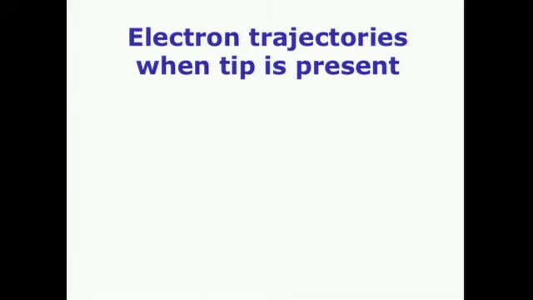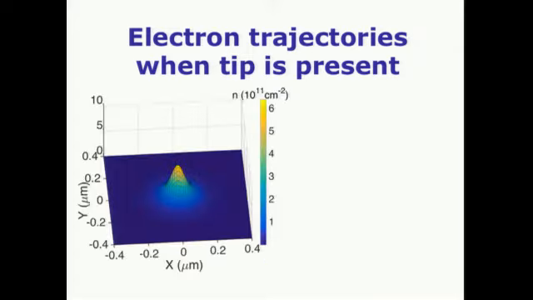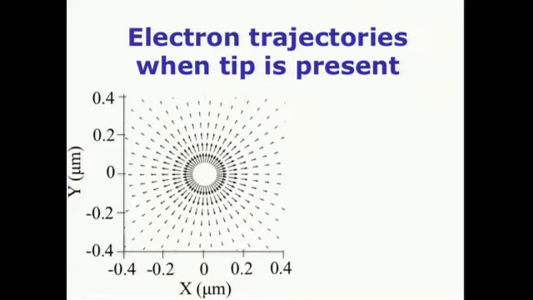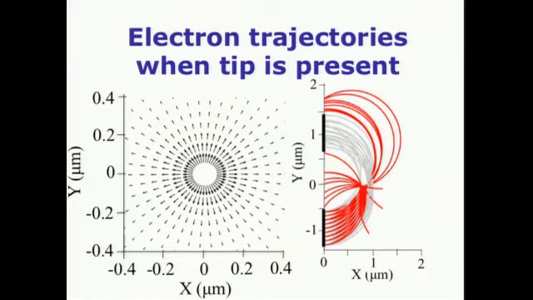So what happens to these trajectories when you introduce the tip? As I mentioned earlier, the tip creates a charge density profile on the sample if you apply a voltage to the tip. This charge density profile creates a force that is radiating outward, and the electrons feel this force. This is a ray tracing simulation of the cyclotron trajectories we did using MATLAB. Basically, it is all classical. The electrons have a velocity, and the forces we take into account are the Lorentz force from the magnetic field and the force due to the tip.